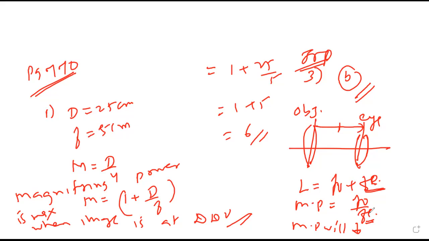Sixth one, magnifying power of an astronomical telescope at normal adjustment is FO upon FE. That is C. Seventh, on increasing the focal length of the objective, magnifying power will increase for a telescope, and for a microscope it will decrease. The objective in a reflecting telescope is a concave mirror.